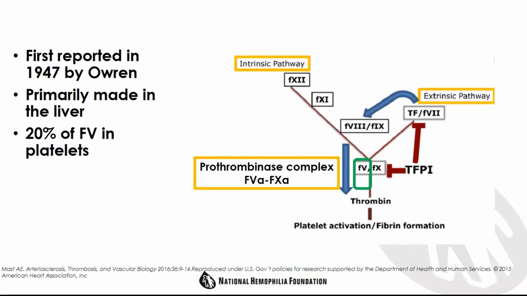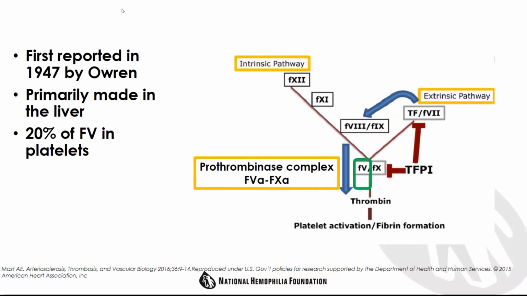He was taking care of a 29-year-old young female by the name of Mary, who had started with her bleeding symptoms at the age of 3. She had nosebleeds, easy bruising, and then later on had heavy menstrual cycles. Now, it is important to know that Factor V is primarily made in the liver, but about 20% of Factor V is present in the platelets.